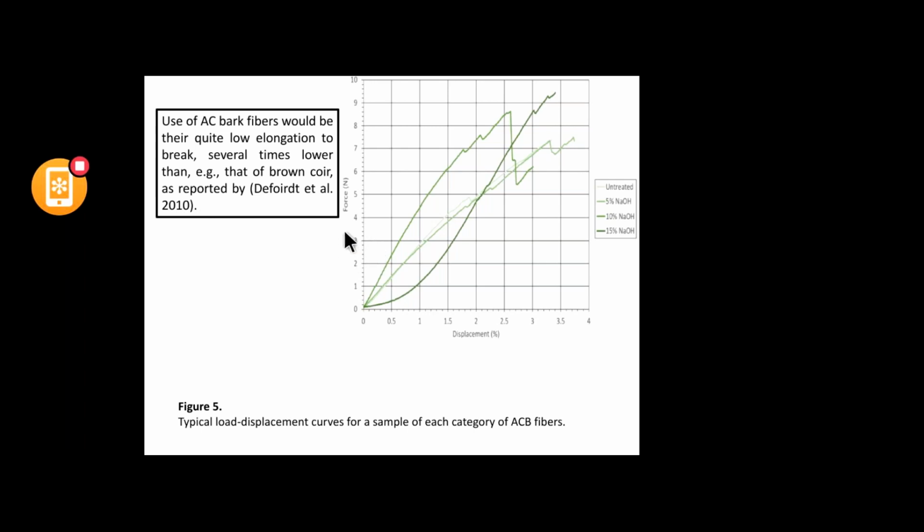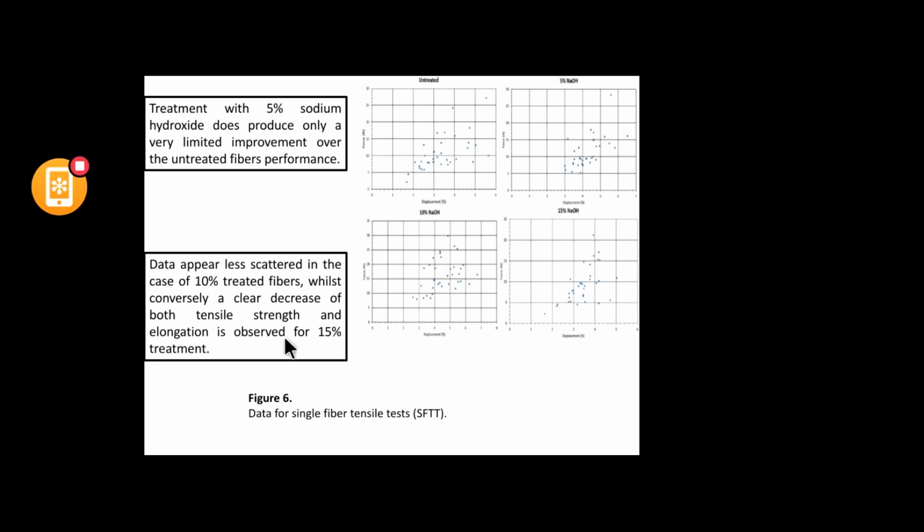For showing the typical curves, the four slots were purposely selected having similar tensile loads, ultimate loads. In terms of variation, the single fiber tensile test property with the different fibers: here you can see the single fiber tensile test data of untreated, 5, 10, 15%. As suggested from this figure, the treatment of the 5%.